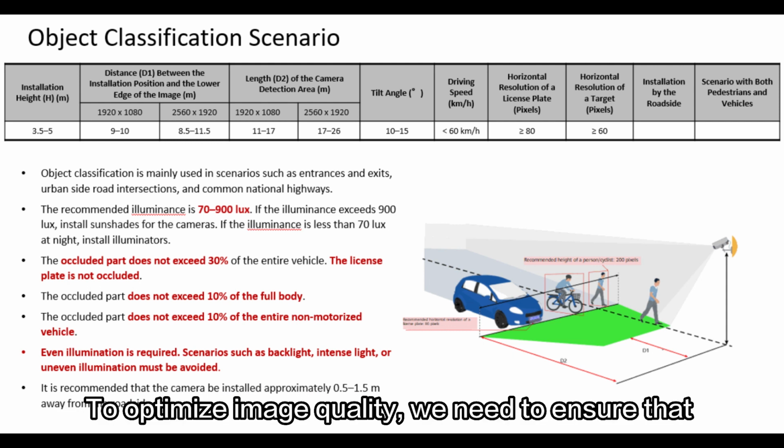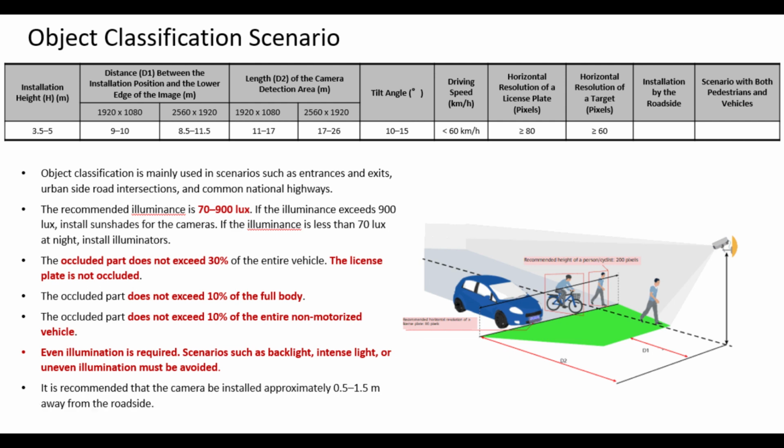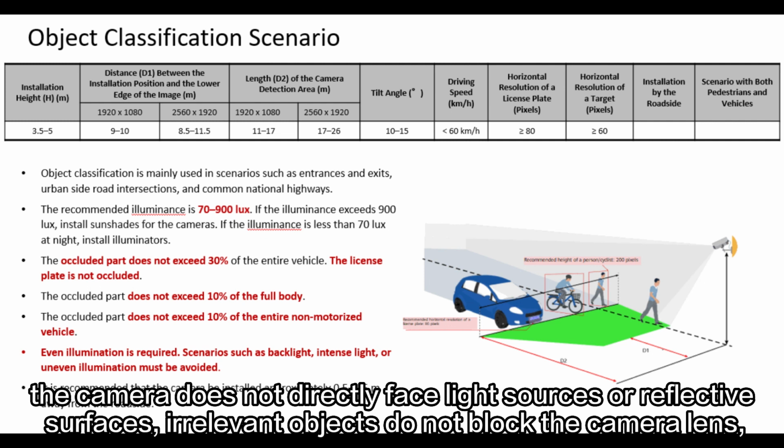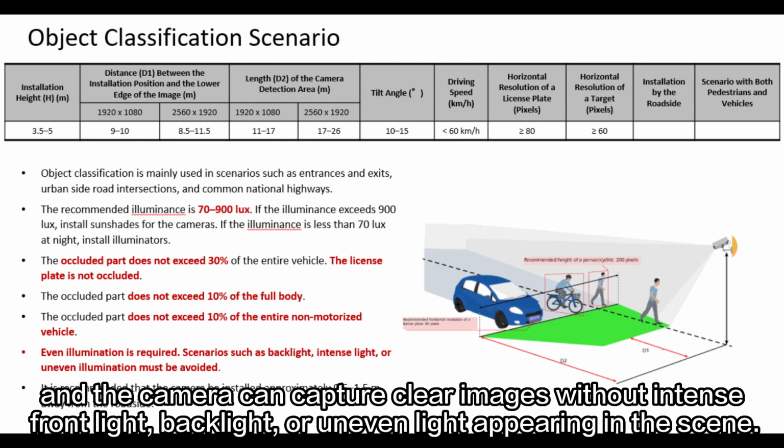To optimize image quality, we need to ensure that the camera's angle of view covers the required detection area. The camera does not directly face light sources or reflective surfaces. Irrelevant objects do not block the camera lens. The camera is installed away from sources of vibration, and the camera can capture clear images without intense front light, backlight, or uneven light appearing in the scene.